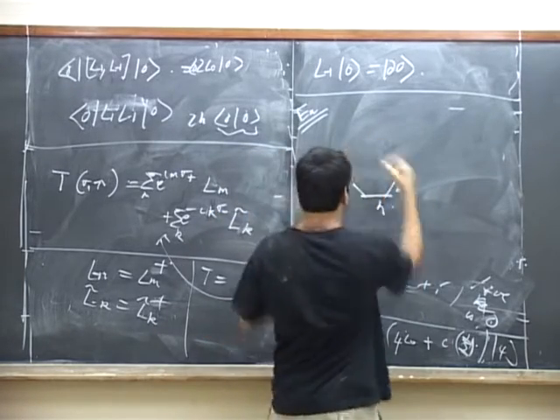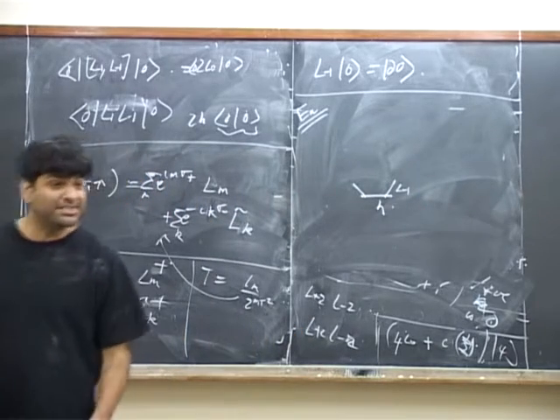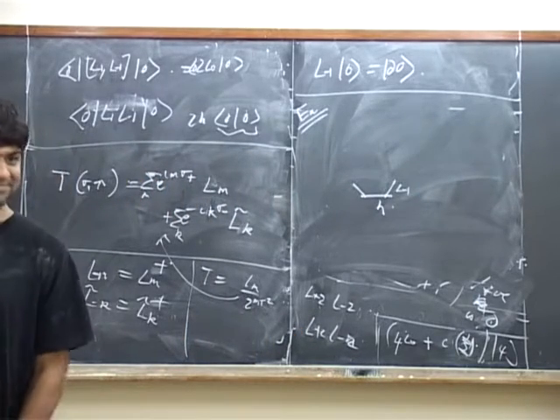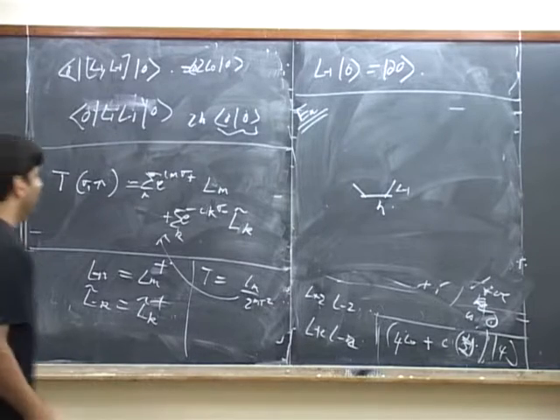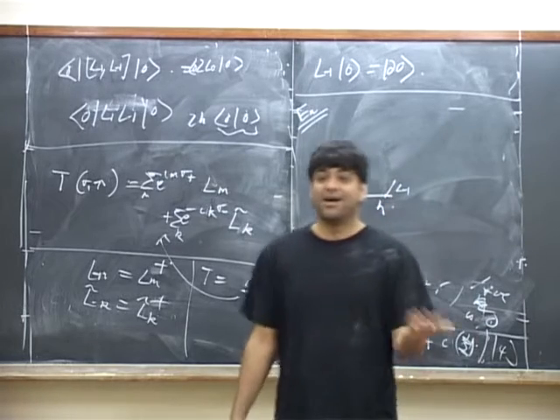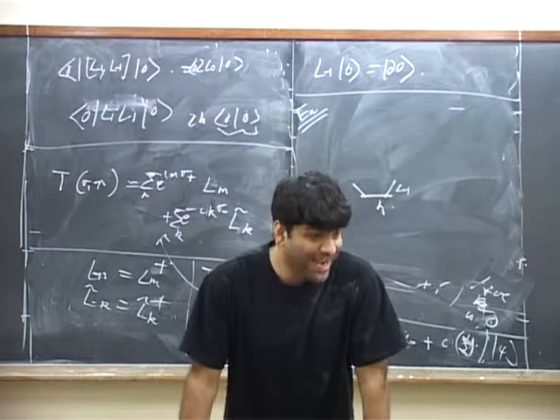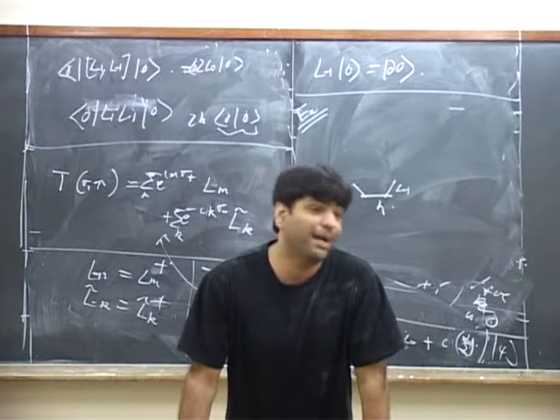There are also states that you can get. This has energy 1 above that, right? What about states with energy 2 above that? Well, there are two kinds of states that you can get, which have energy 2 above. These are L-1 squared on the primary, and L-2 on the primary.